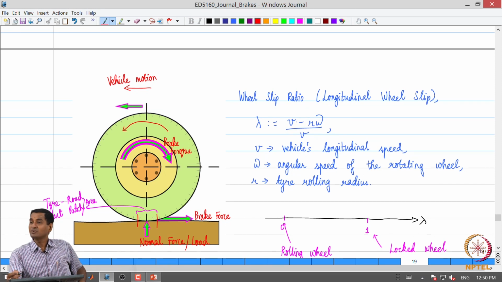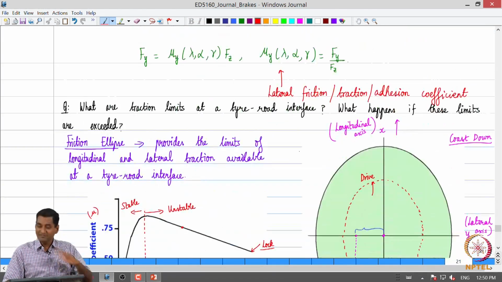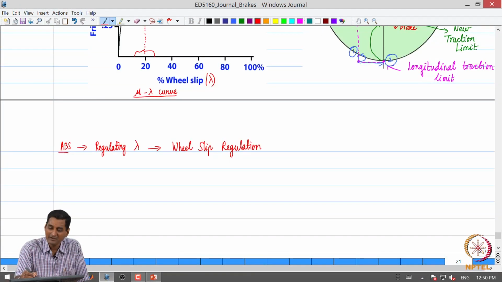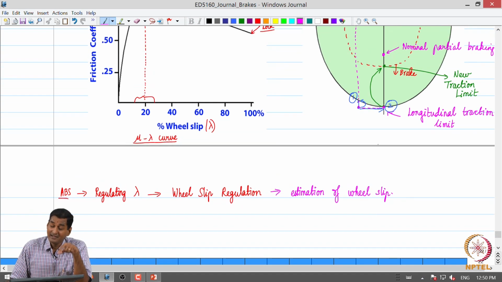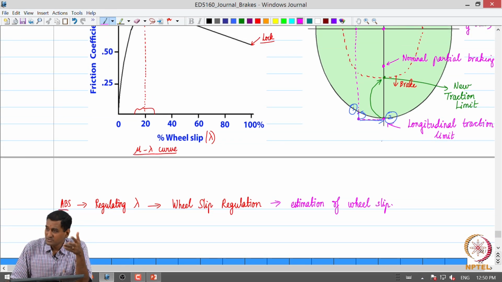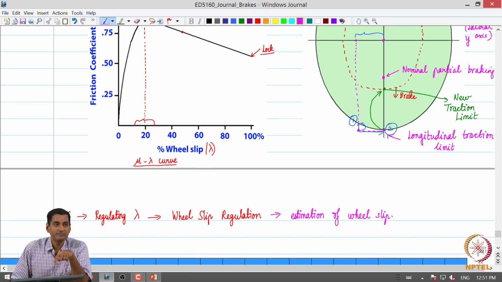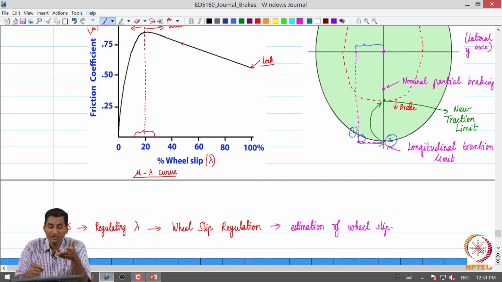So, estimation of wheel slip becomes very, very critical. Only if I first estimate wheel slip properly would I know the value or the state at which the vehicle is, and then only can I control it. That is another problem. I am just introducing you to the issues. There is another problem in wheel slip regulation: how do I find out what we call the reference wheel slip.